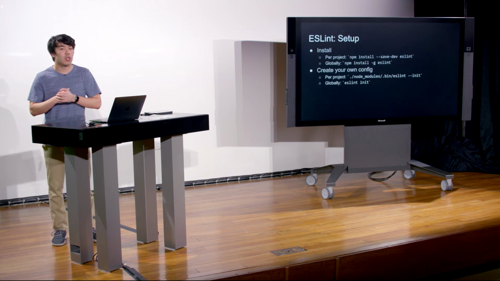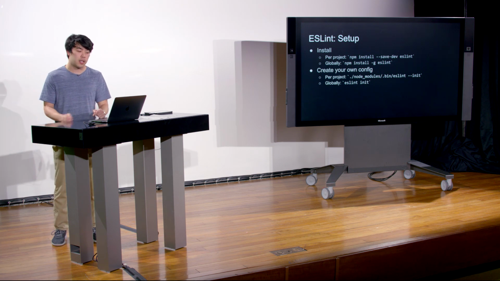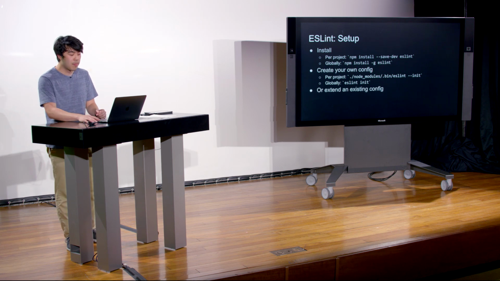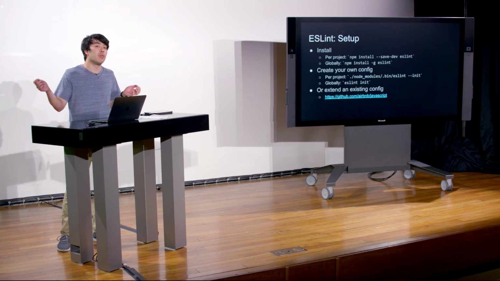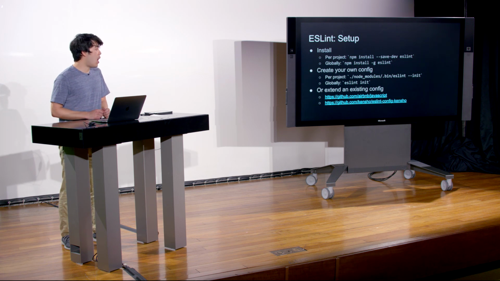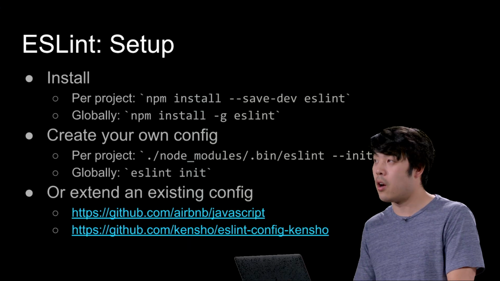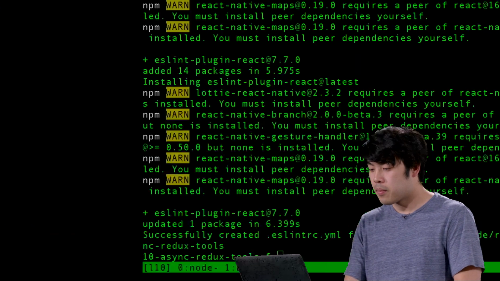So we can create our own config by answering that questionnaire. We'll see exactly how that looks in a second. Or we can actually steal a config from somebody else. We can extend an existing config. So there's this thing called Airbnb's JavaScript style guide, which is a very, very popular one that a lot of people like to use. And there's also the one I prefer, which is the one that I use at our company called Kensho. And it's the style guide that I've been loosely following as I type in lecture.